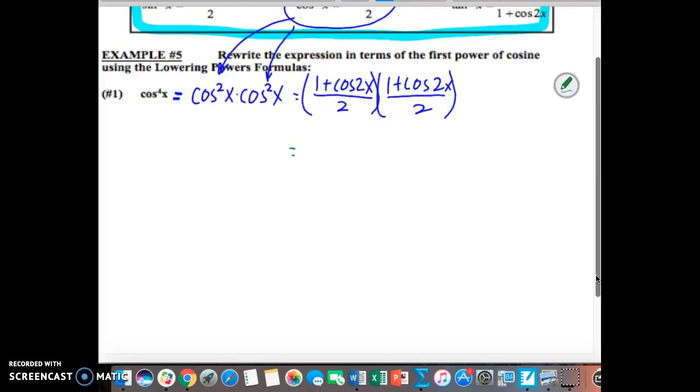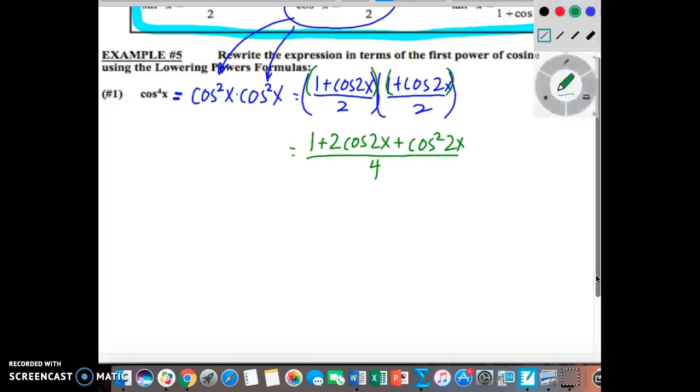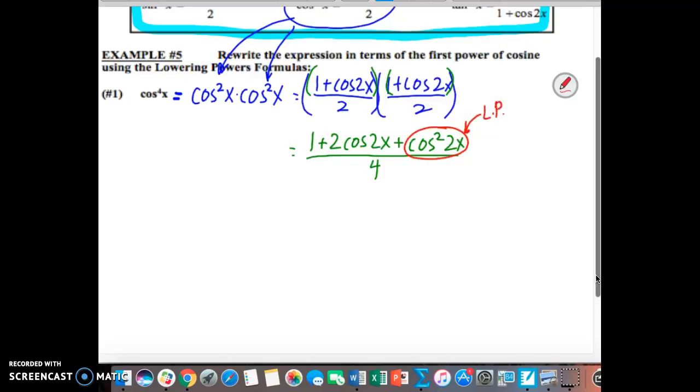If we were to just multiply this out, noticing our numerators will have to get FOILed, we are left with 1 plus 2 cosine of 2x plus cosine squared of 2x in the numerator, and in the denominator we are left with 4. Notice that we have a cosine squared of 2x. This tells us that we will need to use the lowering powers formula once again.